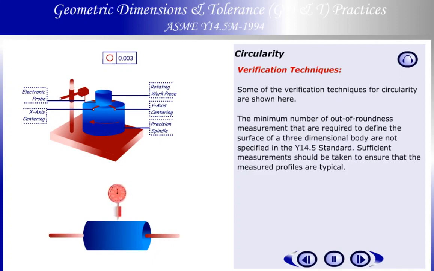The minimum number of out-of-roundness measurements that are required to define the surface of a three-dimensional body are not specified in the Y14.5 standard. Sufficient measurements should be taken to ensure that the measured profiles are typical.